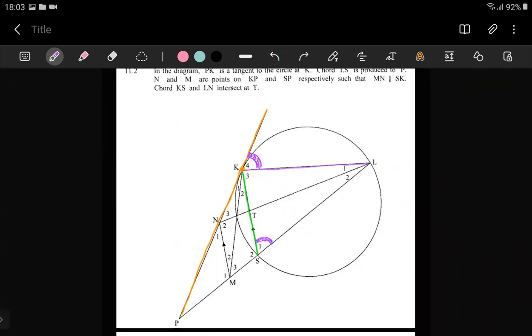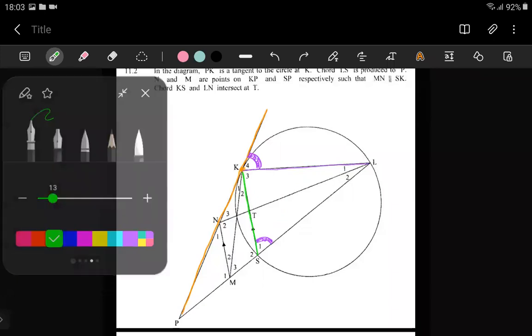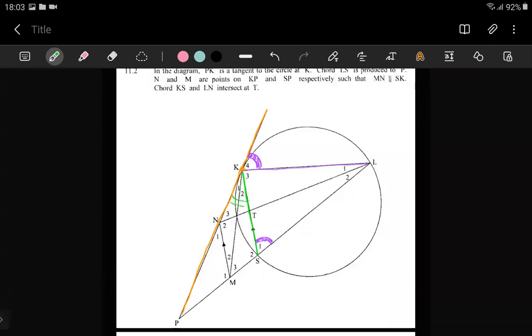If you think of the green chord, then this angle here will be equal to this angle there. You see, because it's always about the angle opposite the chord you're talking about. Does that make sense? Yeah. I think I labeled it wrong here.